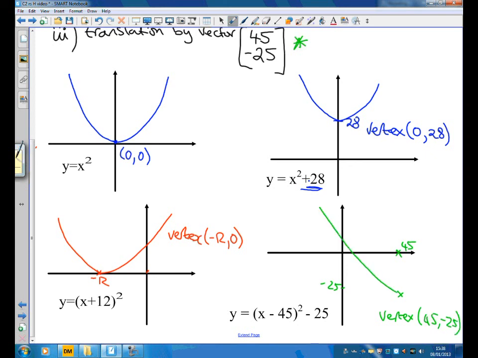So remember, this relates to completed square form from Core 1, where the coordinates of the vertex we can read from completed square is 45, we change the sign on the x, and negative 25 stays the same for y.